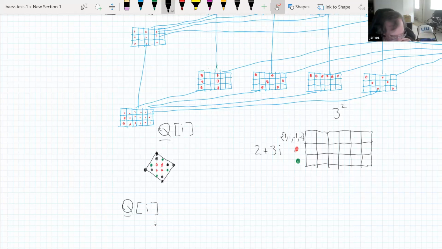So now, in this case, I really should erase the Q, and I should emphasize that this time, it's the Gaussian integers modulo 9. So this is the 81 element thing. How do I draw the 81 element thing? This isn't a prime ideal anymore, right? It's the square of a prime ideal.